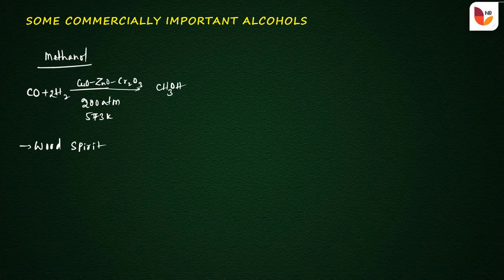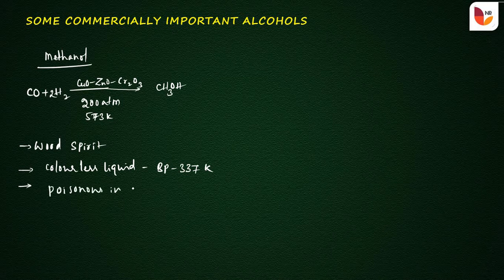And let us see the properties of methanol. That is, methanol is a colorless liquid, and the boiling point is 337 Kelvin. And the most important point, this methanol is highly poisonous in nature.